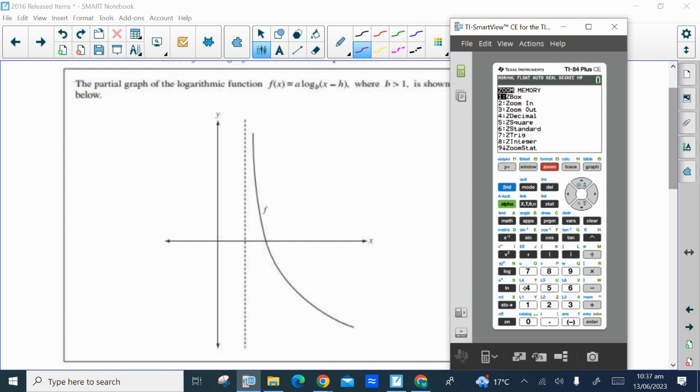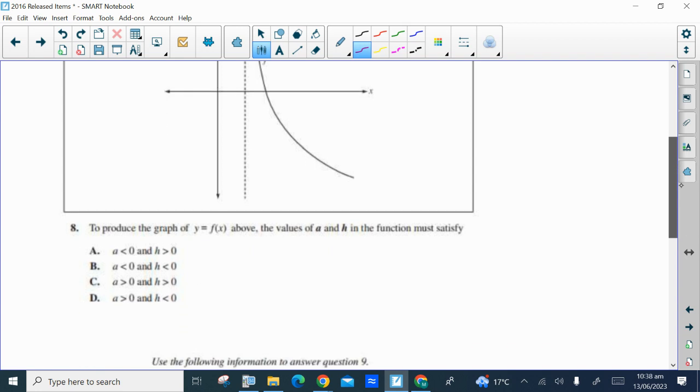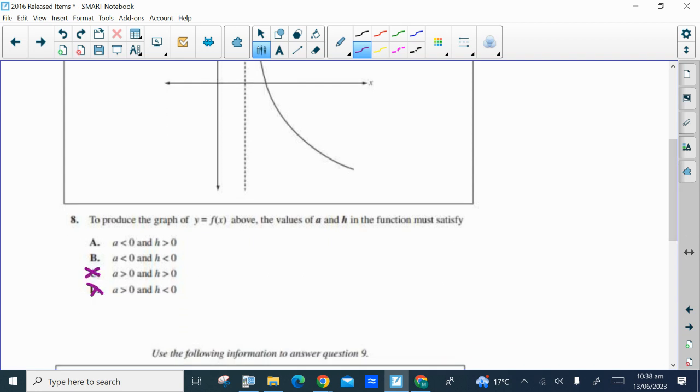If I choose Zoom Decimal instead, it's a little bit better, but it actually has no minimum value. The y-axis is an asymptote. The graph just keeps going down to negative infinity, getting closer and closer to the y-axis as it does. But this graph is rising as you go left to right. The graph that we're looking at does the opposite. It falls as you go left to right, which means that it had to have been reflected over the x-axis, which means the first thing we can say is that a has to be negative. So we can cross off C and D.